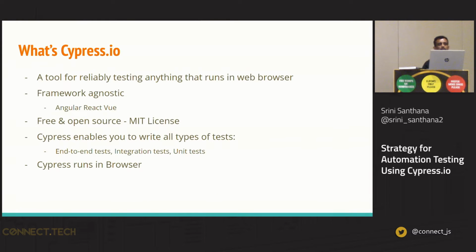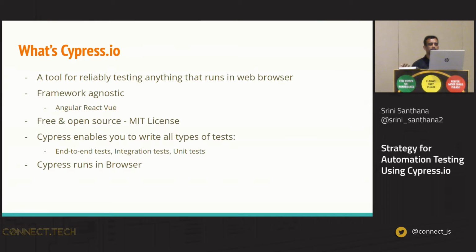Okay, so let's look at what Cypress IO is. This is the definition from Cypress IO: a tool for reliably testing anything that runs in the web browser. So as long as it runs in the web browser, Cypress IO will be able to test it. It is framework agnostic, so you can use it for any framework, whether it is Angular, React or anything. It doesn't matter.